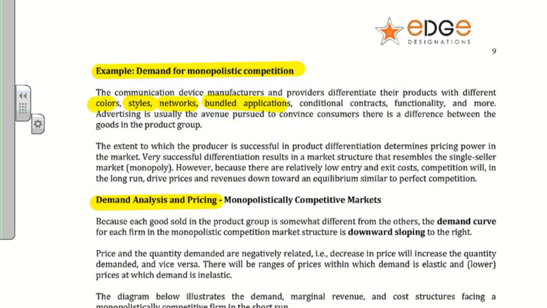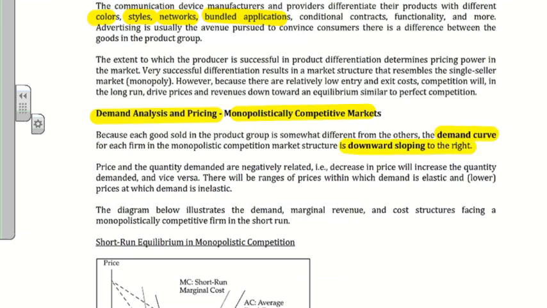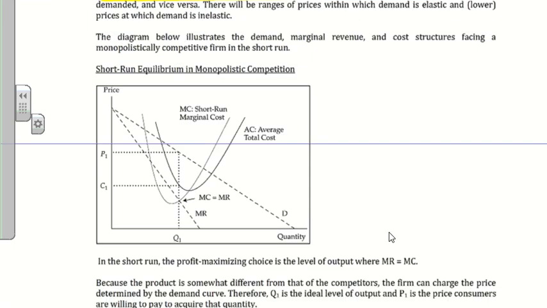Demand analysis and pricing in a monopolistically competitive market. The demand curve slopes downwards to the right, and normally price and quantity demanded are negatively related. Everybody comfortable with that? We've seen this picture time and time again as part of learning module 1. Price is on the left-hand side, quantity on the bottom axis, and there's an inverse relationship between quantity and price. In other words, as price goes down, quantity increases, and vice versa.